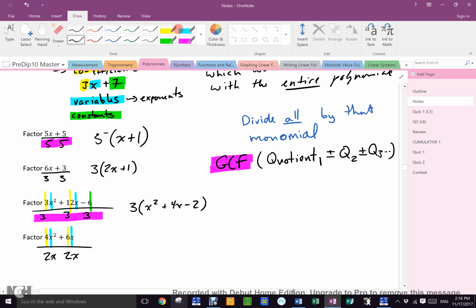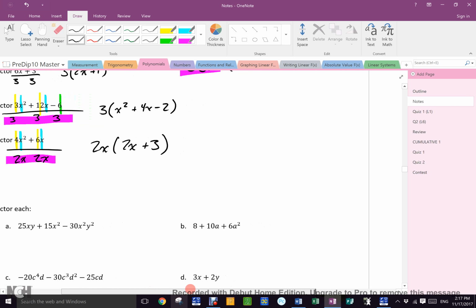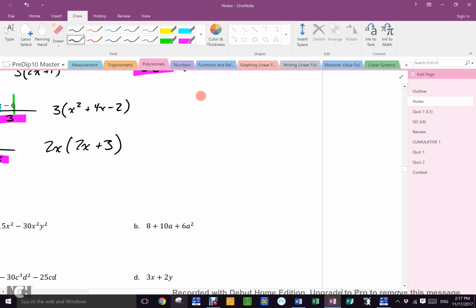And then x. 2x. And what's here? 2x plus 3. All right? Everyone is good? Now, please see how I left a giant blank space over here, yes?